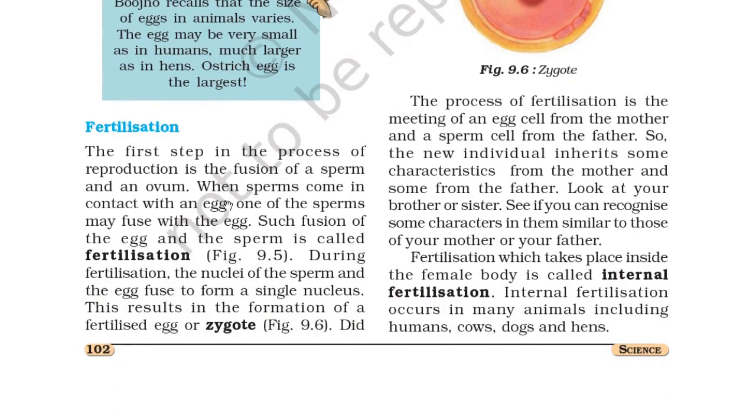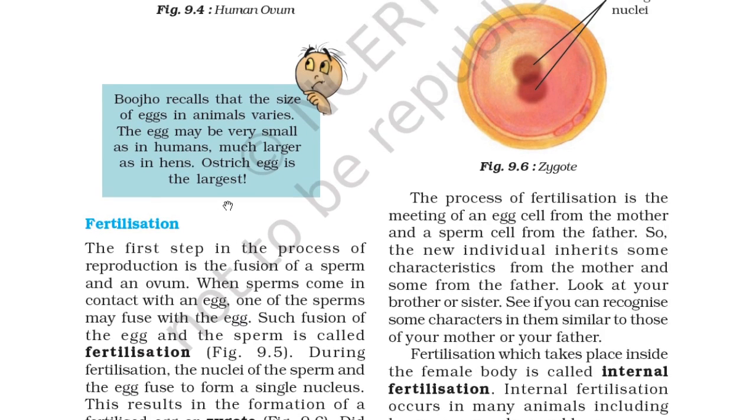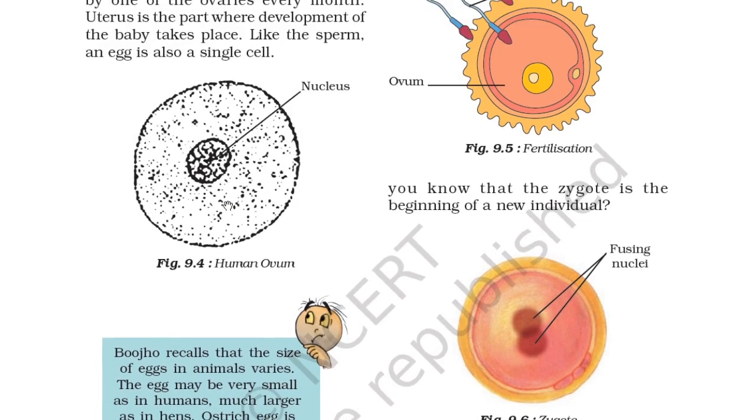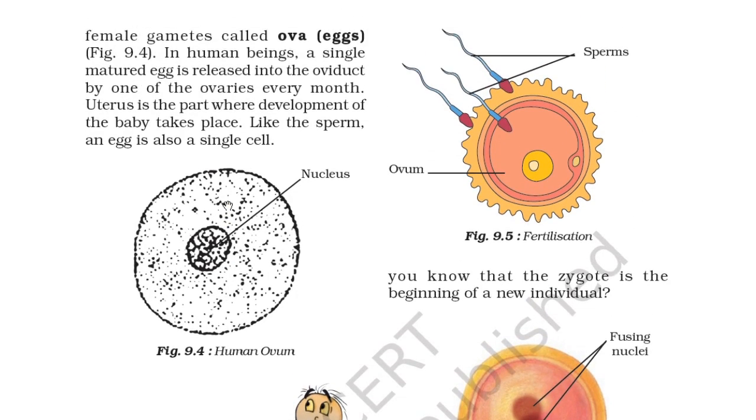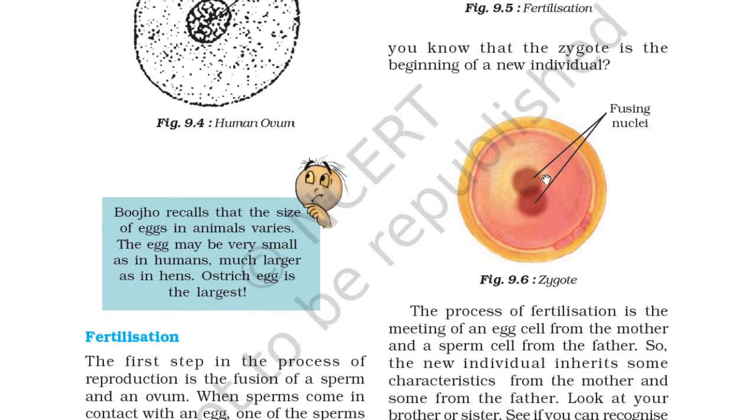So during fertilization, the nuclei of the sperm and the egg fuse to form a single nucleus. This results in the formation of a fertilized egg or a zygote, as in figure 9.6 you can see. So this is the figure of fertilization. Sperms and ovum fuse together. You know that the zygote is the beginning of a new individual. So you can see fusing of nuclei.